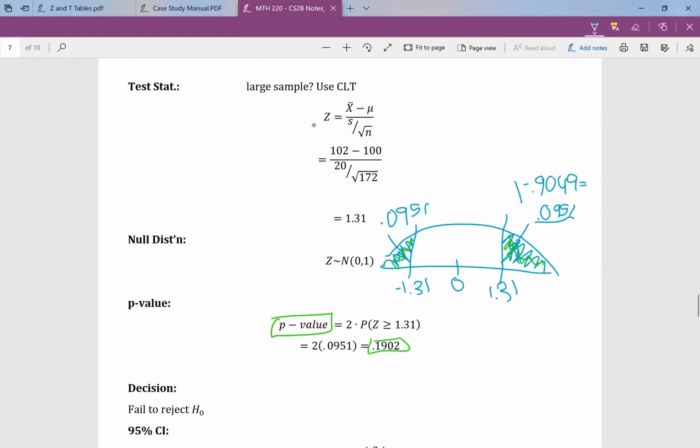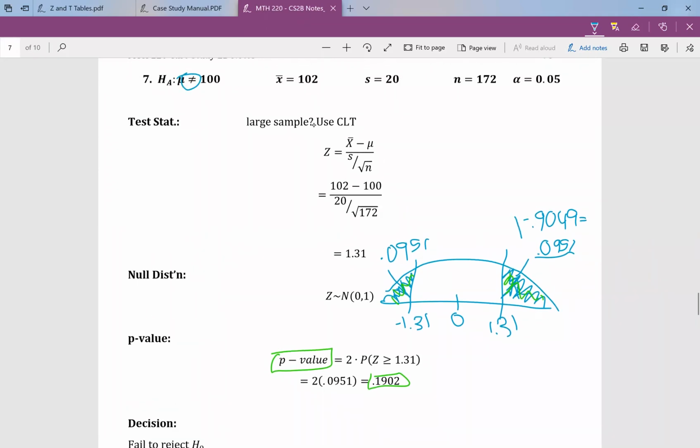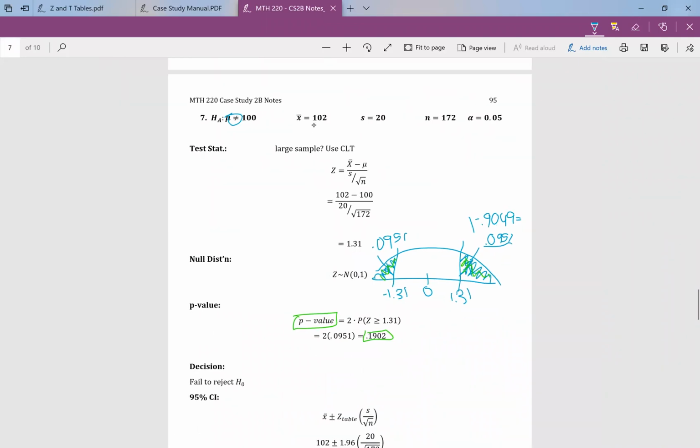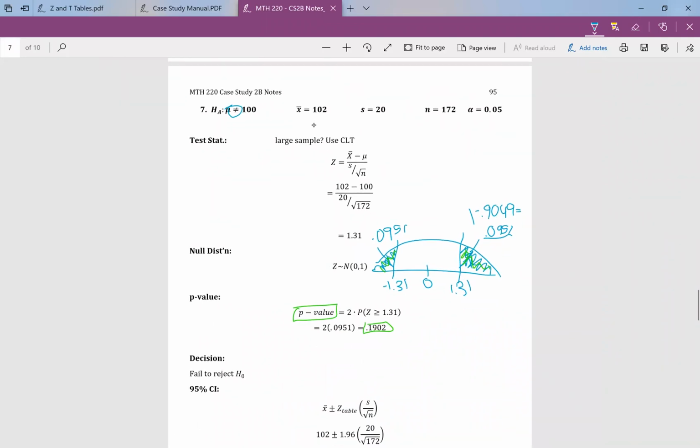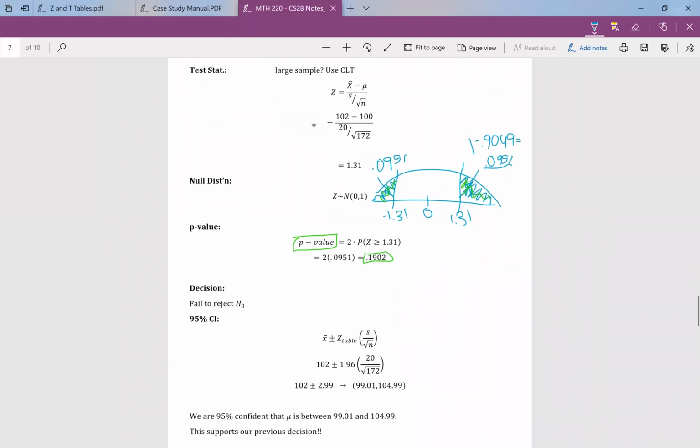So we want a 95% confidence interval. Why do we want 95? Because if you look at the top, alpha is 0.05. Okay, so when we have a 95% confidence interval, we plug in 1.96 for the z-value. So we have 102 plus and minus 1.96 times 20 divided by the square root of 172. When you solve that, it should get you 99.01 to 104.99.